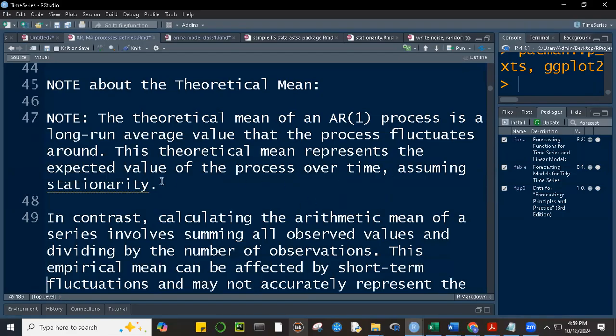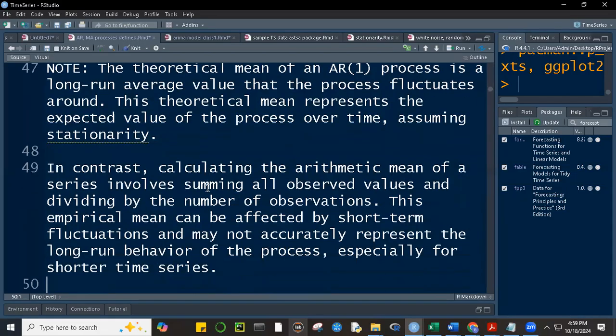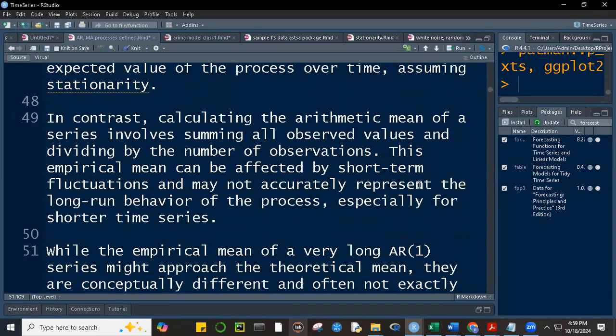This theoretical mean represents the expected value of the process over time, assuming it's stationary. Okay? So, magkaiba, class, yung arithmetic mean kaysa theoretical mean. I stated here, class, that empirical mean can be affected by short-term fluctuations and may not accurately represent the long-run behavior of the process. Okay? Especially for shorter time series. So, class, si empirical mean, greatly affected yan, especially pag short-term.